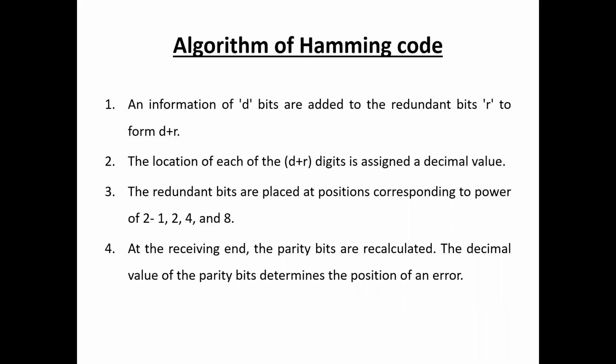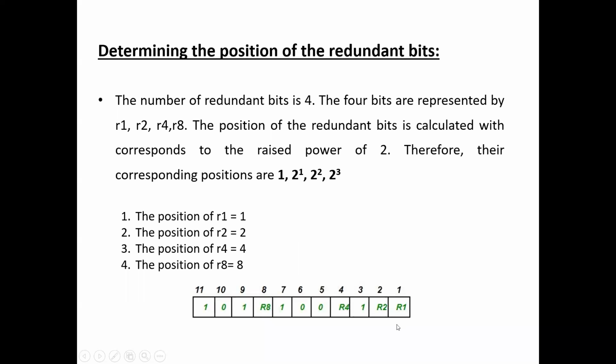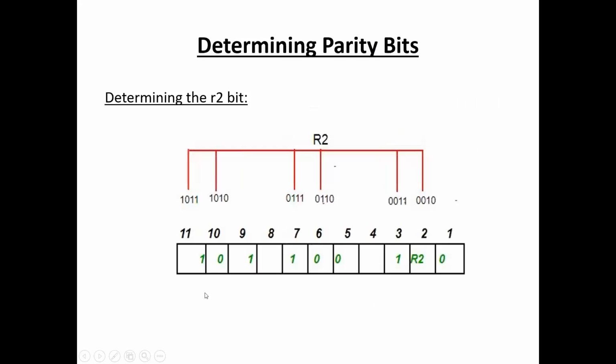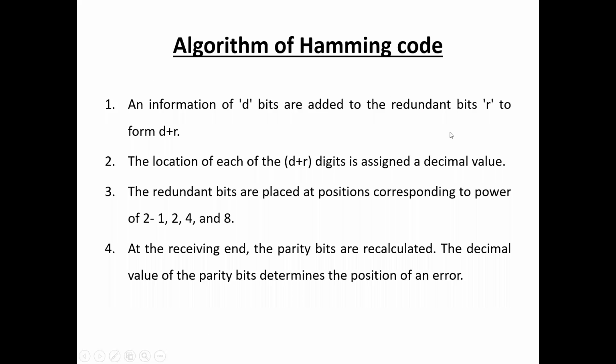Next, the location of each of the D plus R digits is assigned a decimal value from 1 to 9, and we also take the hexadecimal values 10 and 11, where A is taken as 10 and B is taken as 11 and so on. The location of each digit is assigned a decimal value, starting from 1, 2, 3, 4, 5, 6, 7, 8, 9, A (10), B (11). That is the second step.